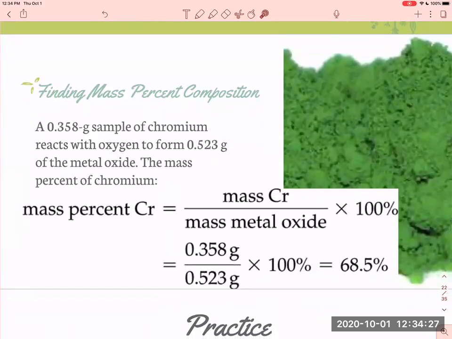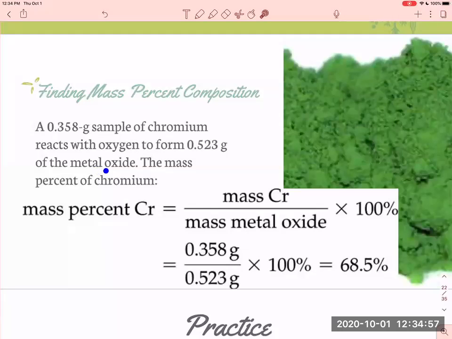So in this example, and you can pause and try to work it out if you want to, but it's very straightforward, so I'm not going to spend a lot of time on how to do percent math. But if I have 0.358 grams of chromium, and I react it with oxygen to form 0.523 grams of a chromium oxide. Chromium is a type 2 metal, so I don't really know how many chromiums and oxygens there are. I don't really know the charge of chromium, so I'm just going to say some metal oxide or some chromium oxide.